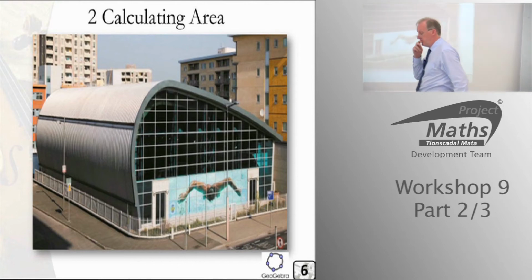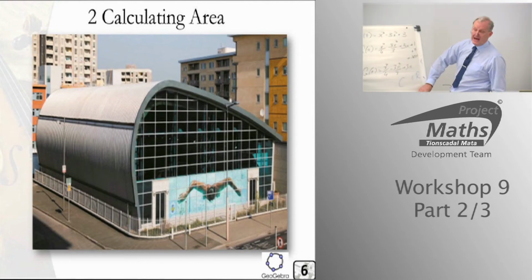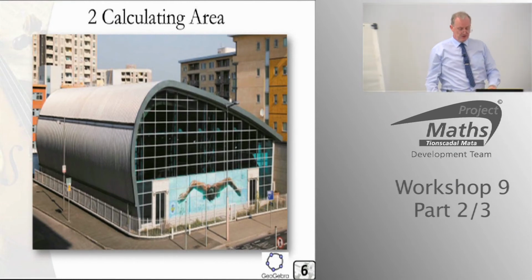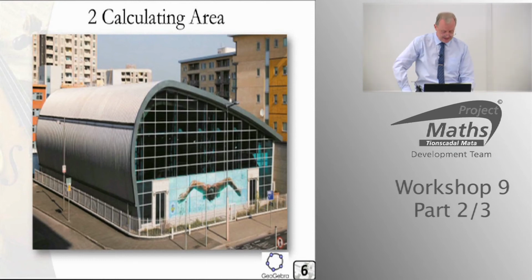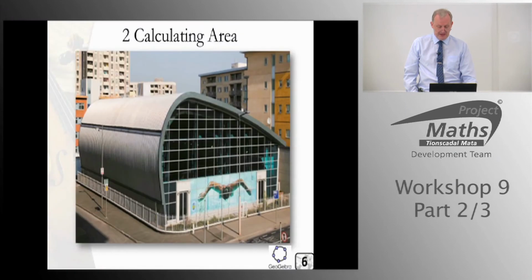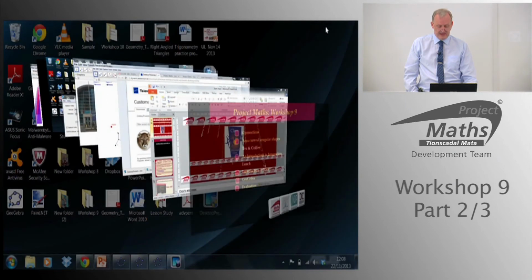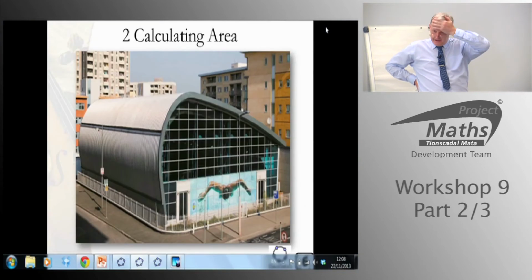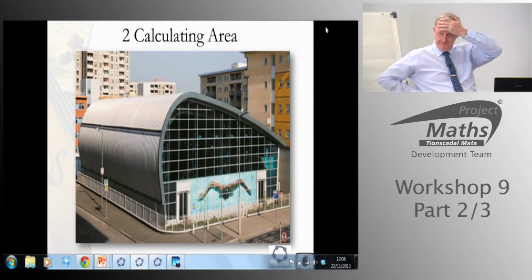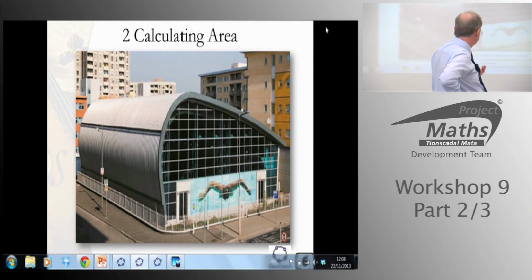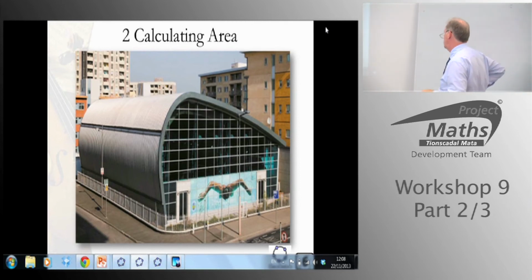That's a photograph of the leisure centre in Ballymun. Project Maths' office is based in Drumcondra, and when I go into work in the morning, I pass by the leisure centre in Ballymun every morning. Being the kind of individual I am, I'd be thinking about maths, and I looked at it one day and said to myself, if I was the window cleaner there, how much glass would I have to clean? So the question is, what's the area of glass on the front of the leisure centre in Ballymun?